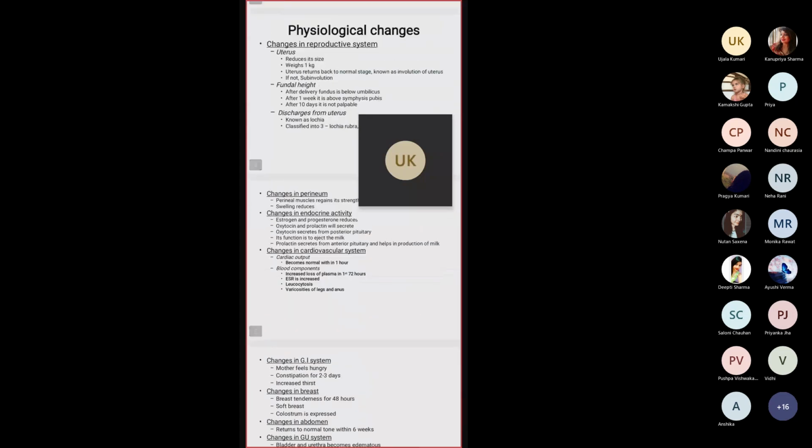So what are the physiological changes? In the reproductive system, you can see the uterus will come back to the normal size and shape, and if it is not coming back to the normal size and shape, it is known as subinvolution of uterus. Fundal height will start to reduce, and after 10 days of the puerperal period, you cannot palpate the uterus abdominally. And there are 3 types of discharges from the uterus, that is lochia rubra, lochia serosa and lochia alba. Lochia rubra is red in color, serosa is yellowish in color, and alba is whitish pink in color.